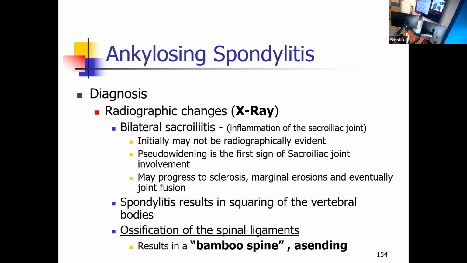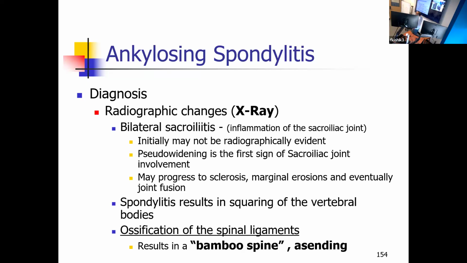What you're going to actually see is something called squaring of the vertebral bodies. You're going to start seeing pseudo-widening of the sacroiliac joint, marginal erosion, and then it might indicate joint fusion. They might not give you a picture, they might just tell you this is the impression that we've gotten on the x-ray, and you should be able to put that together. Other times they might say bamboo spine ascending.